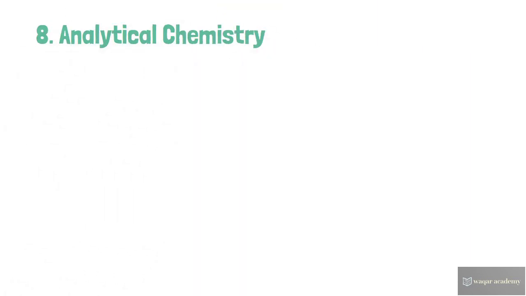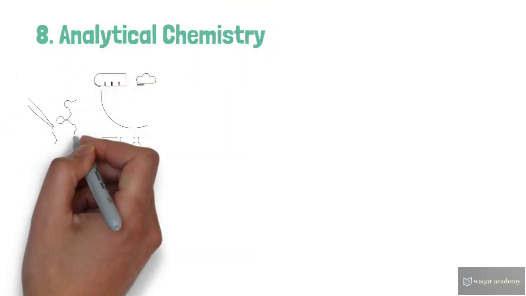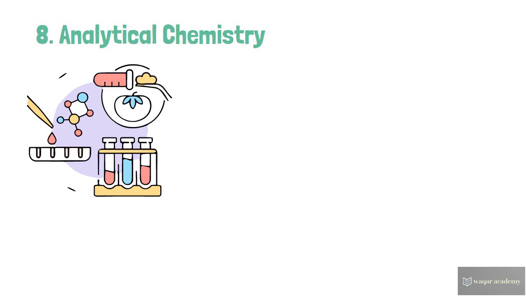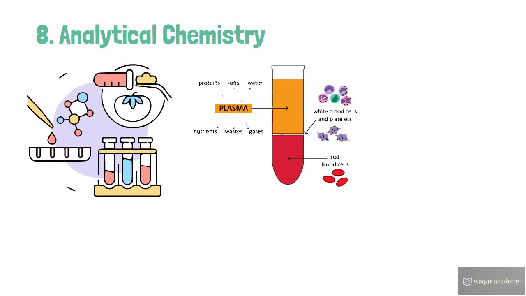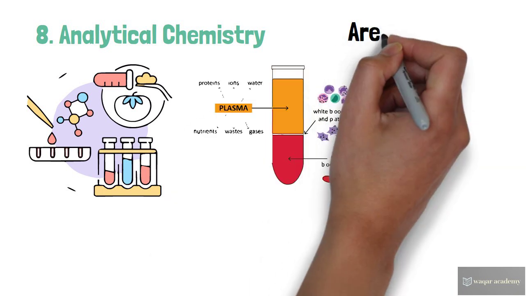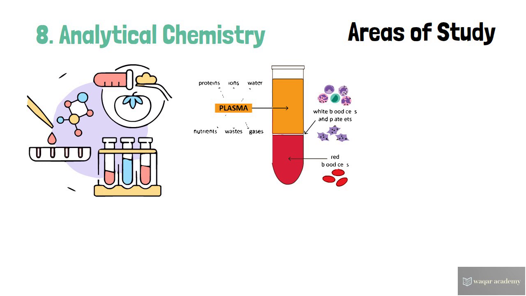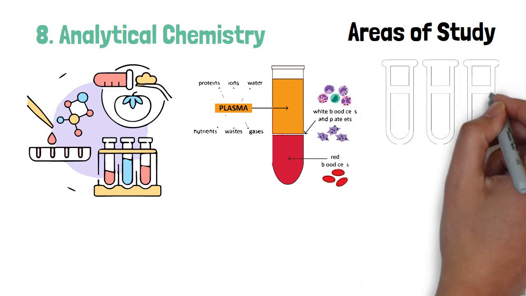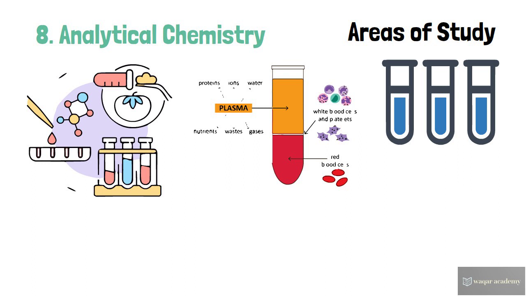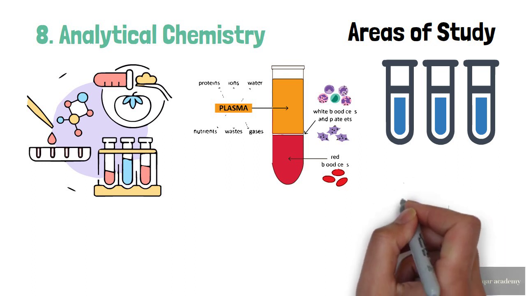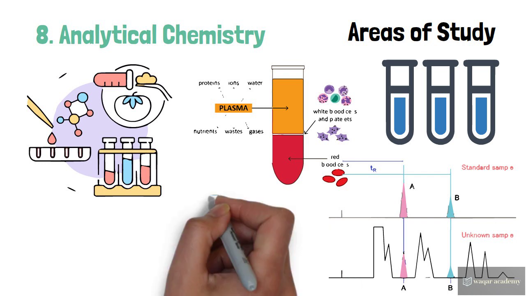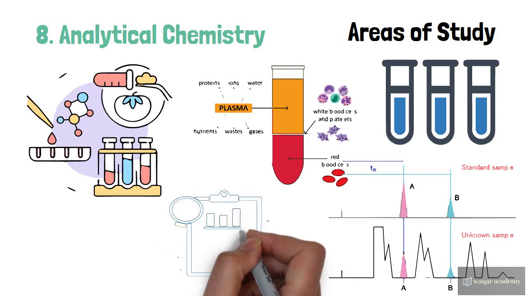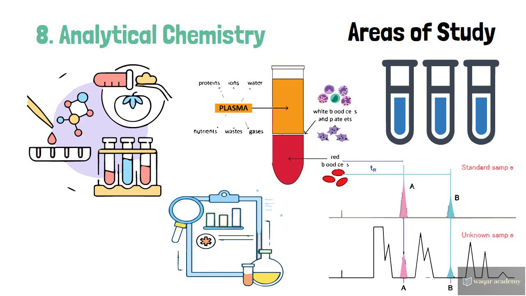8. Analytical chemistry. Definition. Analytical chemistry is the branch that focuses on separating and analyzing samples to identify their components. Areas of study. It involves qualitative analysis, which identifies substances, and quantitative analysis, which determines the amounts of each component present. This branch is essential in fields like food, water, environmental, and clinical analysis.